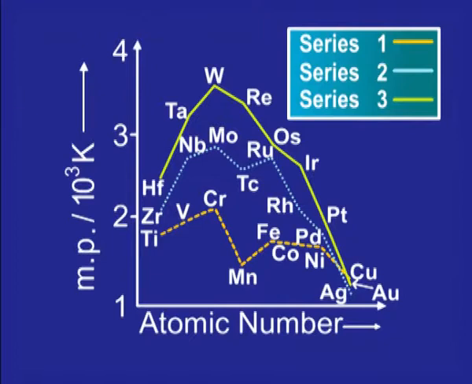maximum in the middle, because at the middle the elements have d5 configuration, which has the maximum number of unpaired electrons. The melting point decreases towards the end as the electrons get paired up.